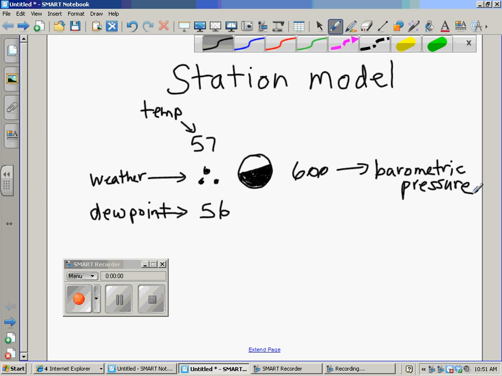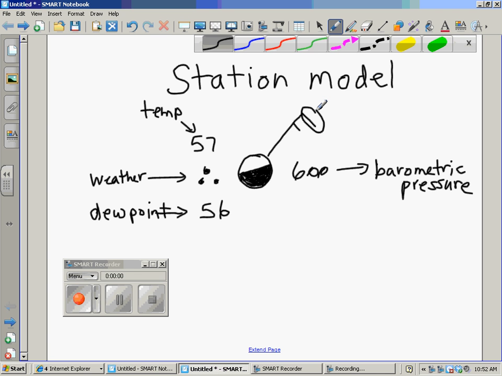And then the other thing is going to be your wind direction. On your station model, you're going to have your wind direction, which tells you which way the wind is coming from. So for example, it's coming from, I believe, I'm going to have to check that again, but it's coming from the northeast. And then these little lines right here are going to tell you how many knots or how fast the wind is coming.